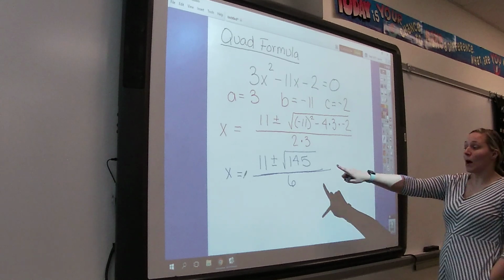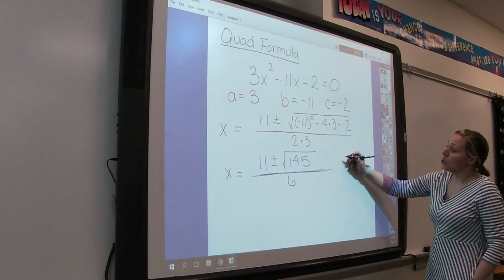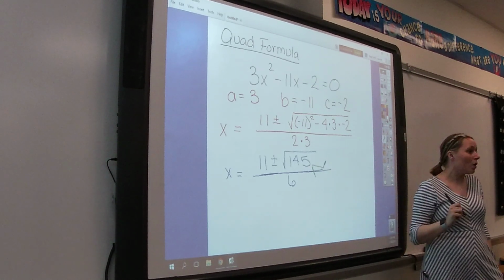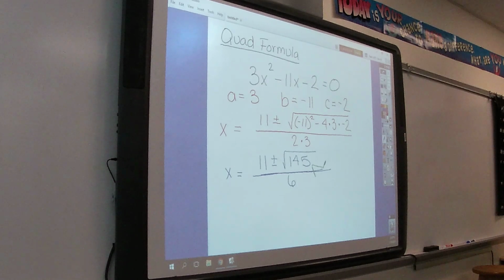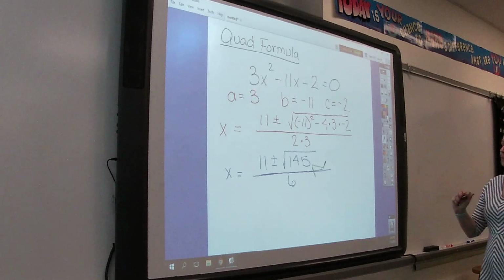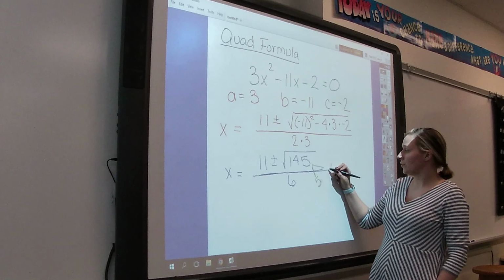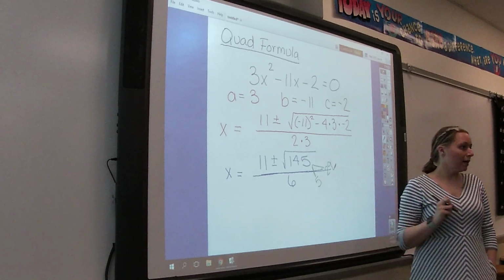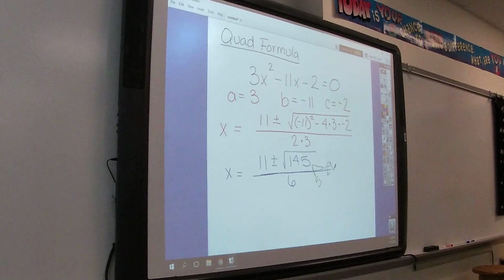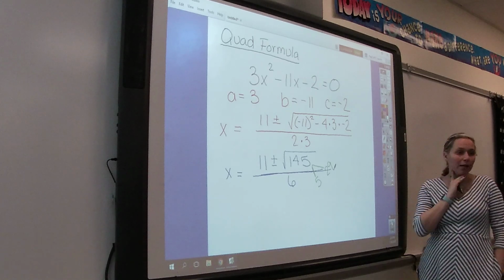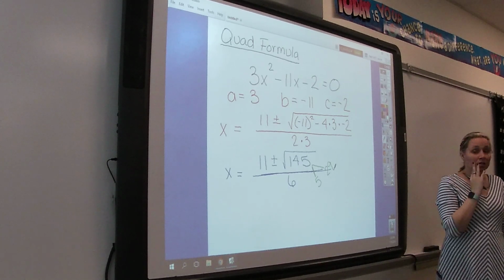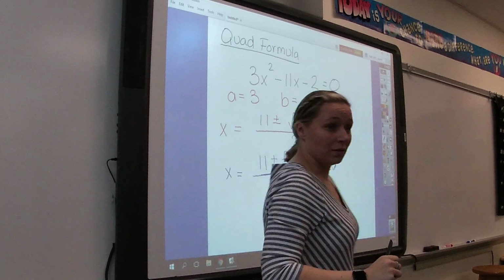Right, we've already talked about how we simplify with radicals. So let's prime factor that 145. What number will go into 145? 5. 5 and 29. Can we split up 5? No. Can we split up 29? No. So do we have any pairs? No. So this is just our answer.